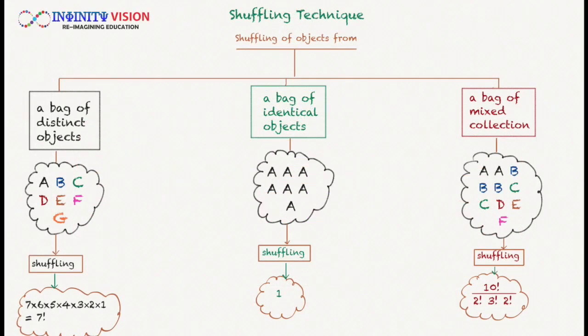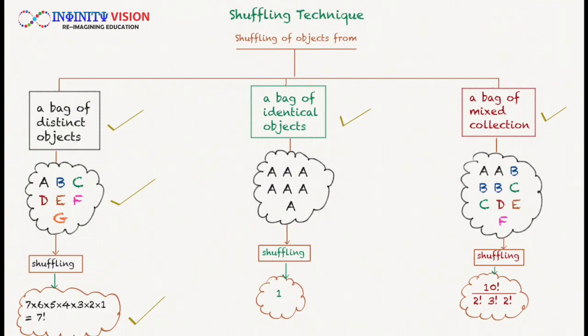Now moving to the shuffling technique, we'll be shuffling objects, and again we will have 3 scenarios: a bag of distinct objects, a bag of identical objects, and a bag of mixed collection. Now shuffling means changing the pattern of arrangements. If I shuffle A, B, C, D, E, F, G, which are all 7 distinct, then they will have different shuffling arrangements where we'll be using the concept of permutation. So the answer is going to be very easy: 7 into 6 into 5 into 4 into 3 into 2 into 1, which equates to 7 factorial.